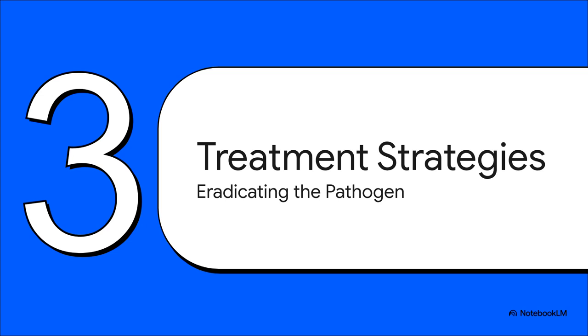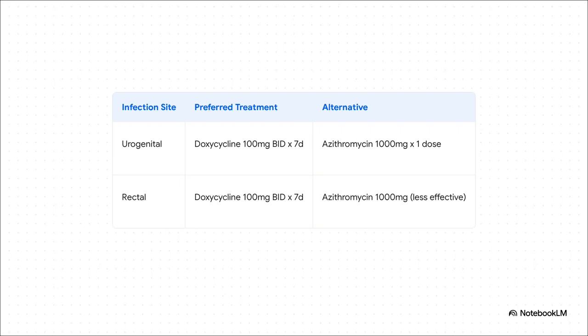All right, time for the counterattack. We found the bug. Now, how do we kill it? The whole goal here is to wipe it out completely, to stop it from spreading, and, just as importantly, to prevent all those nasty long-term complications. So for your standard, uncomplicated urogenital infections, the go-to treatments are either a 7-day course of doxycycline or a single dose of azithromycin. But, and this is a big but, the site of infection really matters. For rectal infections, the data is very clear. Doxycycline for 7 days is significantly more effective than that single dose of azithromycin. That's a key therapeutic distinction to remember.